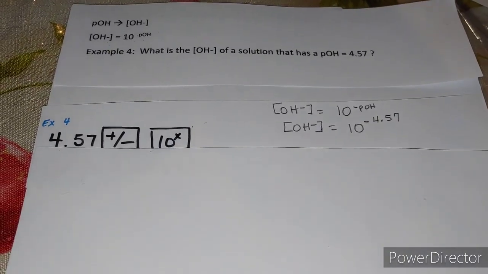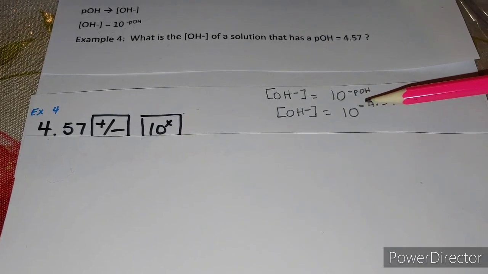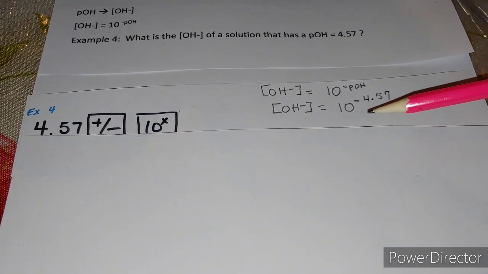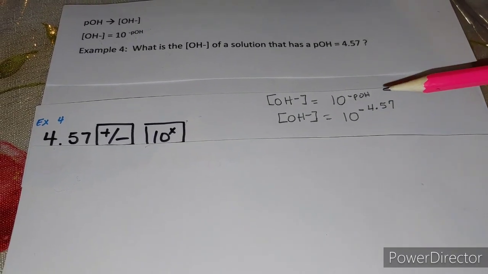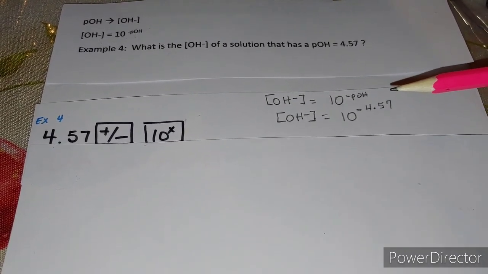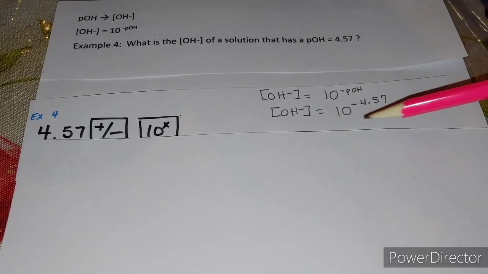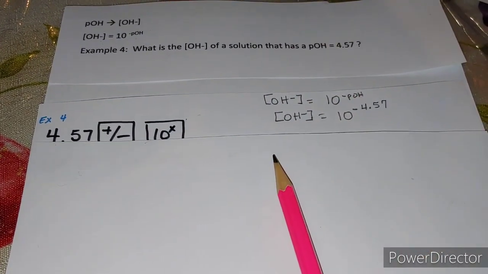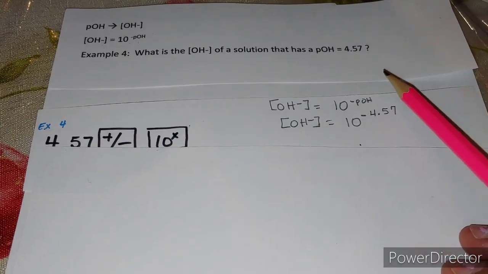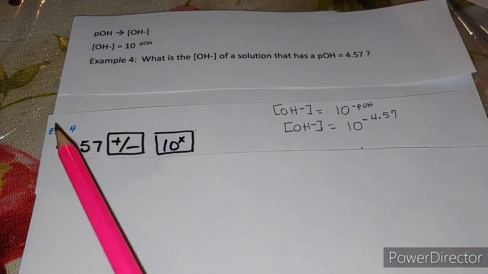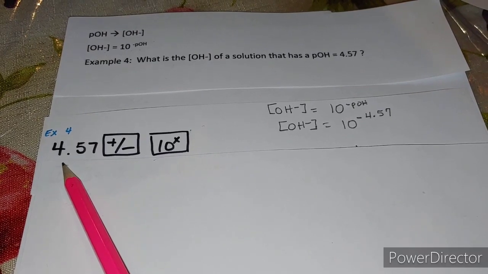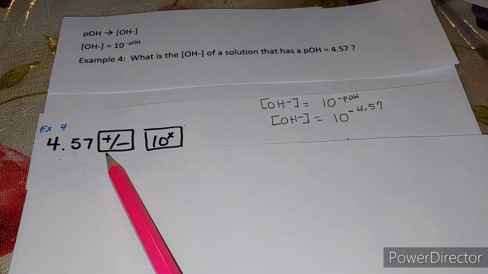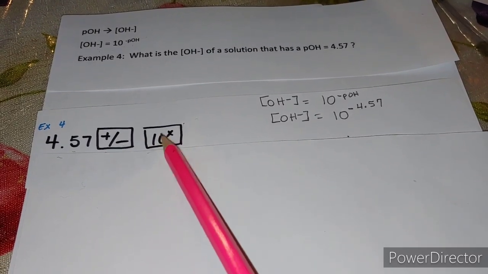All right, guys, so this is what the formula looks like, and we're again plugging in that pOH, 10 to the negative 4.57, and just like before, remember it's not going to look anything like the way it looks here. So when we enter it into the calculator, these are the steps, just like in example 2. You first type in the pOH given to you, 4.57, the plus or minus because it's a negative 4.57, and now we're going to type 10 to the x power.